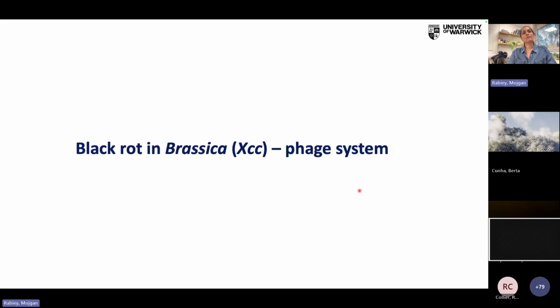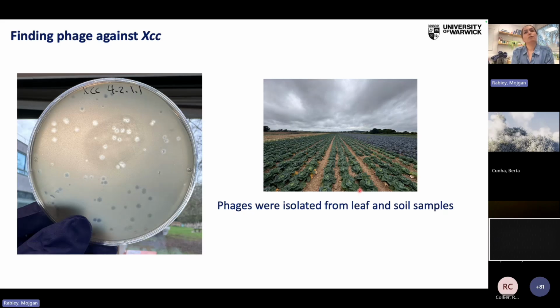So for the first part of my presentation, I'm going to tell you a little bit about our progress on black rot disease and the phage system. So we went to different brassica farms and we collected samples from soil and leaf, and we isolated many phages. So for example, you could see these plaques in the agar plate.